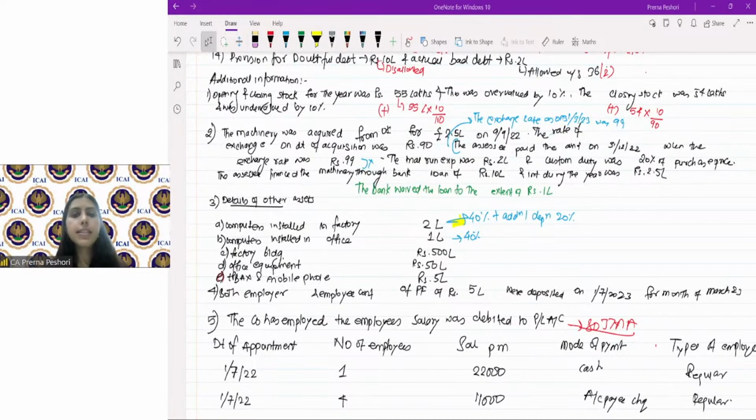10%. Correct. That's correct. So factory building, 10%. Office equipment also will come into 10% because it's the kind of furniture and fixtures, not 15%. How about the EPBX and mobile phone?